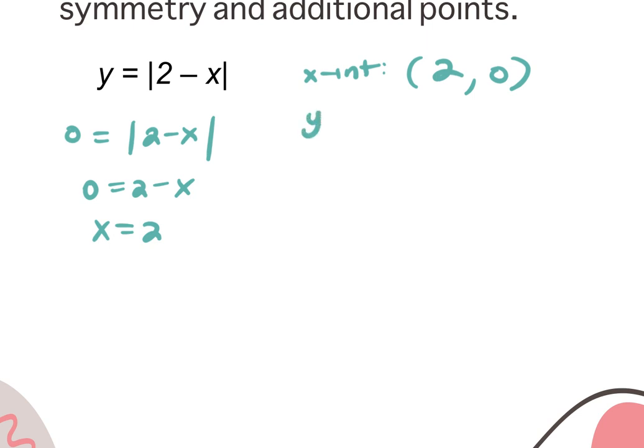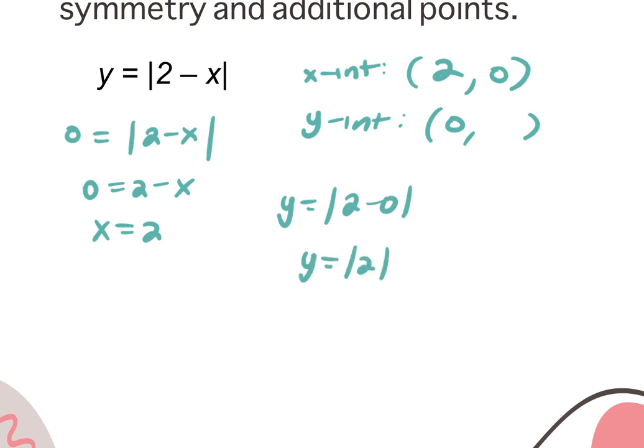Now I want my y-intercept. What's 0? The x. So y equals absolute value of 2 minus 0. Y equals absolute value of 2. And the absolute value of 2 is 2. If it equals 2, we do positive or negative. But if the number's inside the absolute value, it is the positive version of that number.